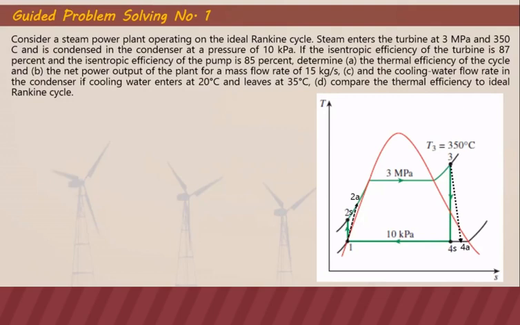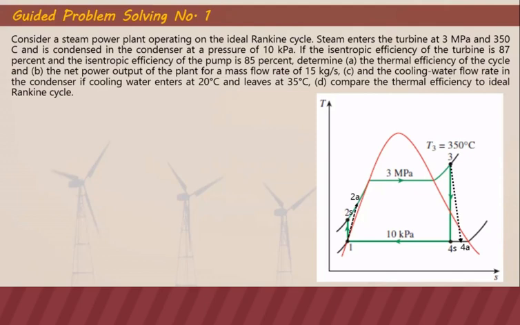Guided problem solving number 1. Consider a steam power plant operating on the ideal Rankine cycle. Steam enters the turbine at 300 megapascal and 350 degrees Celsius and is condensed in the condenser at a pressure of 10 kilopascal. If the isentropic efficiency of the turbine is 87% and the isentropic efficiency of the pump is 85%, determine the thermal efficiency of the cycle.